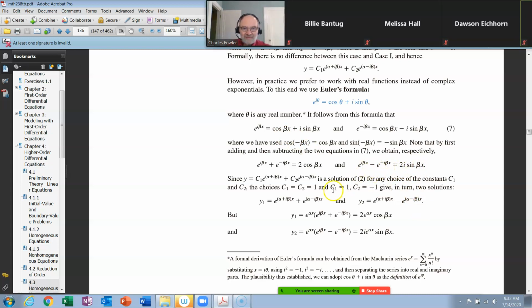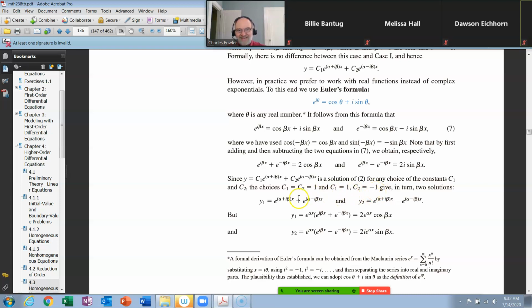Now, remember, this was our original solution here. And here they go and do it again. This kind of bugs me, but it works, so it's okay. This is true for any choices of constants C1 and C2. And they say, well, let's let C1 and C2 be the same and equal to 1. And then let's let them be the opposite and equal 1 and minus 1.